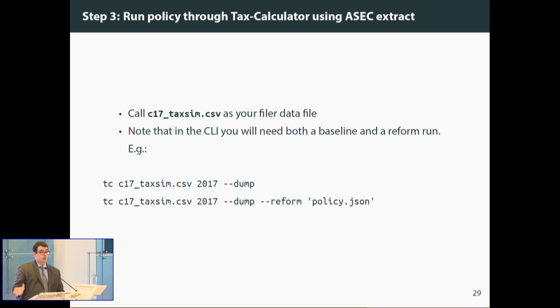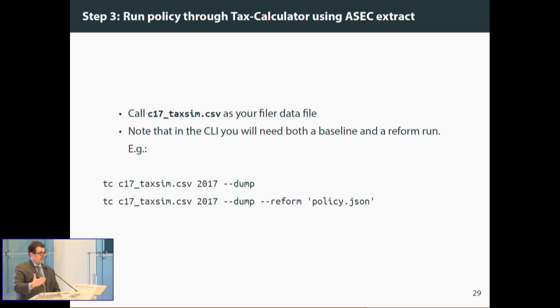Step 3 is just you're running your policy. So if you've never used the command line interface for Tax Calculator before, that's essentially what it looks like. You want to run both a baseline and a reform simulation. So that's what it would look like if you have both of those there, and you want to make sure that the dump option is activated so that you get the full microdata as a result of the run.